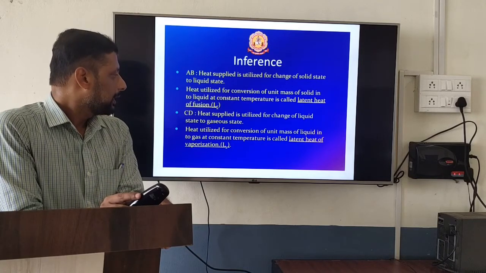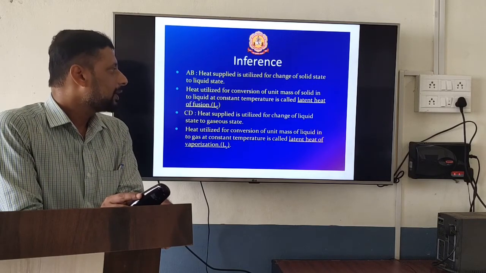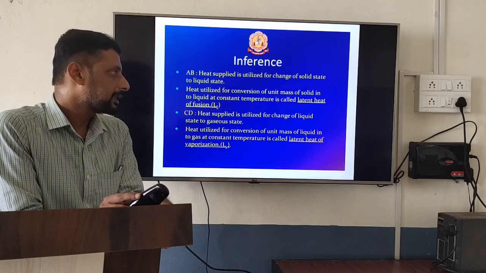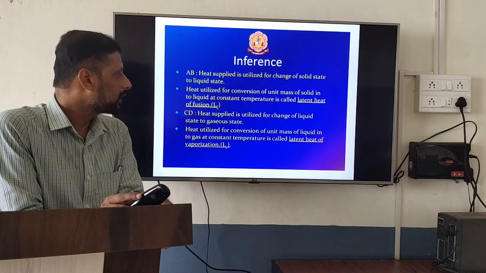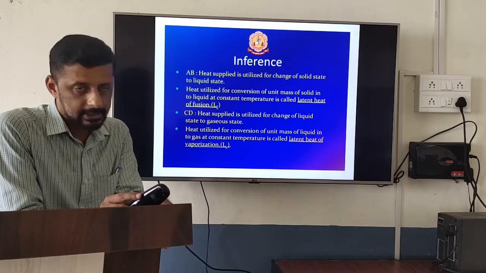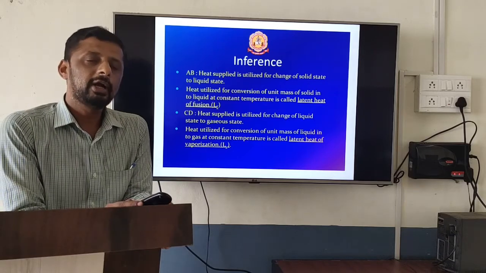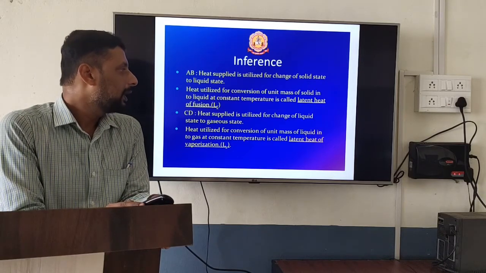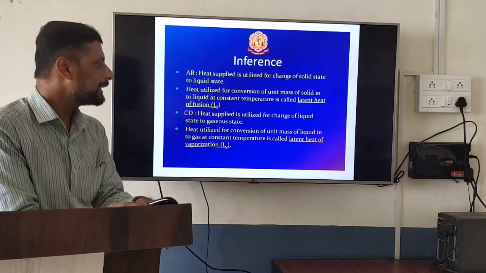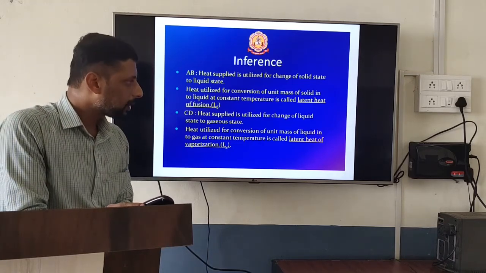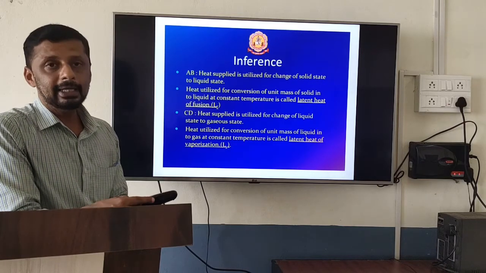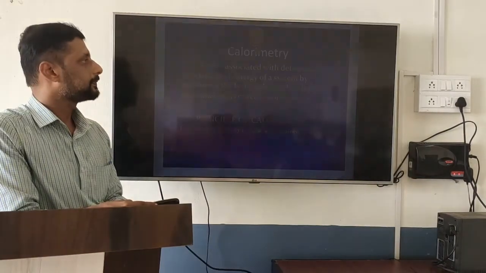Next, along the curve CD, there is a change in state from liquid to gas. So the supplied heat energy is utilized for change of the liquid state to the gaseous state. So that is called what? Latent heat of vaporization. That is the quantity of heat required to convert unit mass of a liquid completely into the gaseous state at constant temperature. That is called latent heat of vaporization.